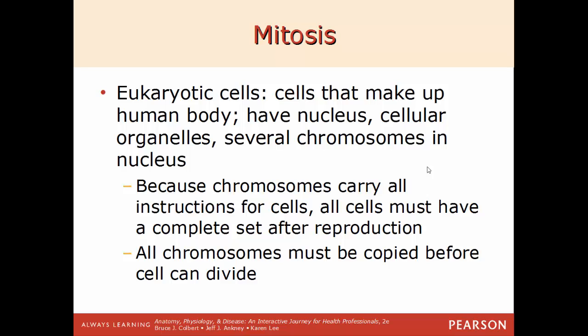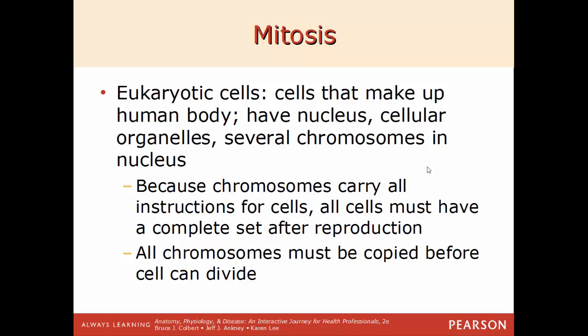All right, there are different types of cells depending on how advanced they are. In humans, we have what are called eukaryotic cells. These are cells that have a nucleus, organelles, and several chromosomes in them. So the more advanced type of cells. So our cells are going to be more complex and more advanced than what you would find in a bacteria or a virus, for example.